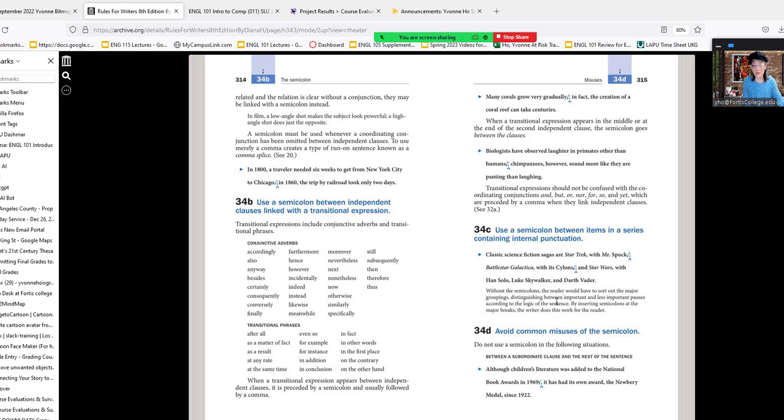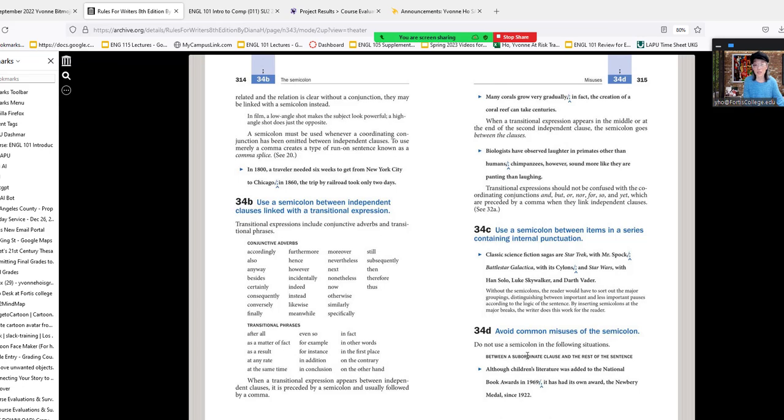Without the semicolons, the reader would have to sort out the major groupings, distinguishing between important and less important pauses according to the logic of the sentence. By inserting semicolons at the major breaks, the writer does this work for the reader. Avoid common misuses of the semicolon.